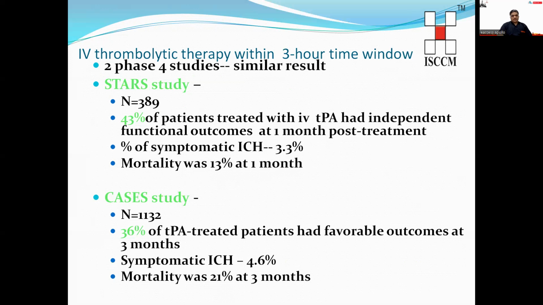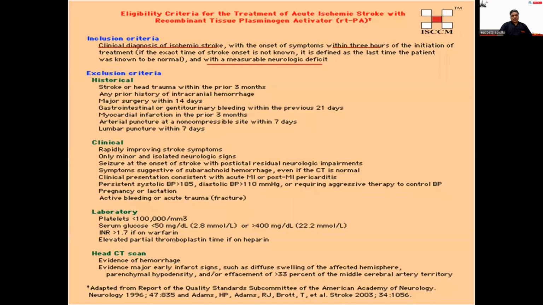The CASES study included 1,132 patients: 36% of tPA-treated patients had a favorable outcome at 3 months, symptomatic ICH was 4.6%, and mortality was 21% at 3 months. Eligibility criteria, this slide looks a little bit clumsy, but inclusion is a clinical diagnosis of ischemic stroke with onset of symptoms within 3 hours of the initiation of treatment. If the exact time of stroke is not known, it is defined as the last known time the patient was seen normal, with a measurable neurological deficit.